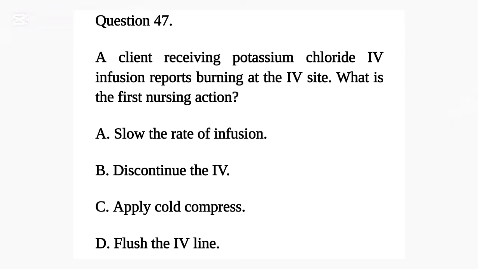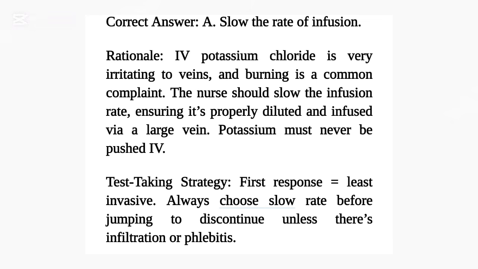A. Slow the rate of infusion. B. Discontinue the IV. C. Apply cold compress. D. Flush the IV line. Correct answer: A. Slow the rate of infusion. Rationale: IV potassium chloride is very irritating to veins, and burning is a common complaint. The nurse should slow the infusion rate, ensuring it's properly diluted and infused via a large vein. Potassium must never be pushed IV. Test-taking strategy. First response equals least invasive. Always choose slow rate before jumping to discontinue unless there's infiltration or phlebitis.